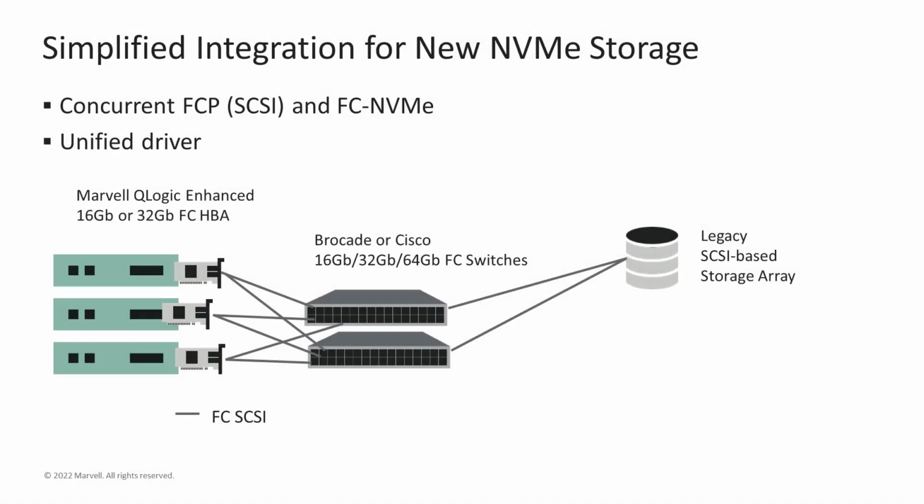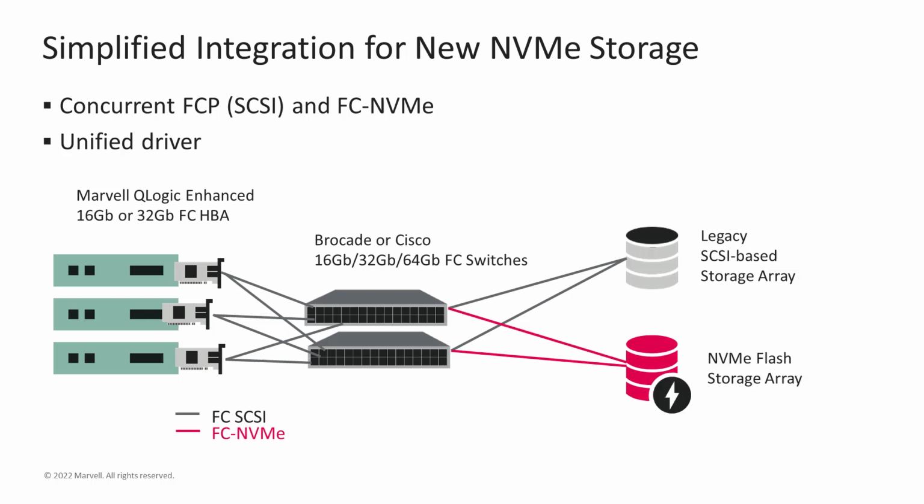Fibre Channel infrastructure in general, and specifically Marvell QLogic HBAs, provide simple integration for these next-generation NVMe arrays. We have an existing SAN fabric here connected to legacy SCSI-based Fibre Channel storage. Now we want to add new NVMe native storage to the same fabric. These arrays connect via FC-NVMe to the existing Fibre Channel switches and directors in the fabric. No real change to the switch hardware is required, assuming that you're running a switch with OS from the mid-2021 timeframe or later. New storage can now be seen in the fabric just like the legacy storage.